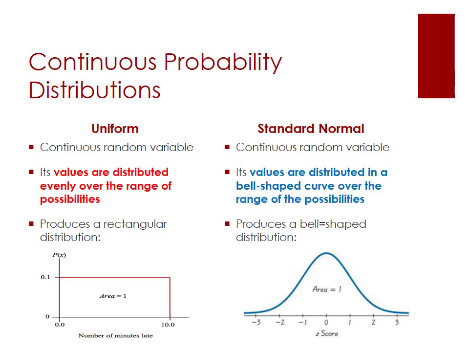Now, we have two different types of continuous probability distributions: the uniform distribution and the standard normal distribution. They both have continuous random variables. However, in the uniform distribution, the variables are distributed evenly over the range of possibilities. This means that any one of the possibilities is equally likely, and it produces the rectangular distribution that you see here on the left. In a normal distribution, values are distributed in a bell-shaped curve over the range of possibilities, and it produces this bell-shaped distribution that you see here on the right.